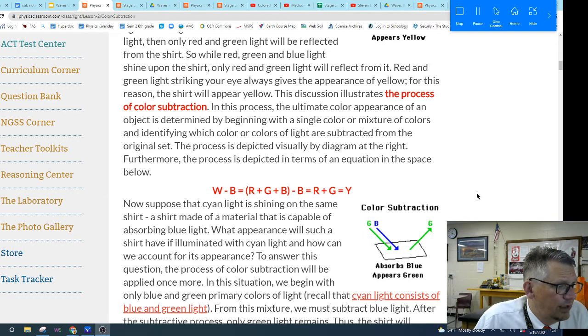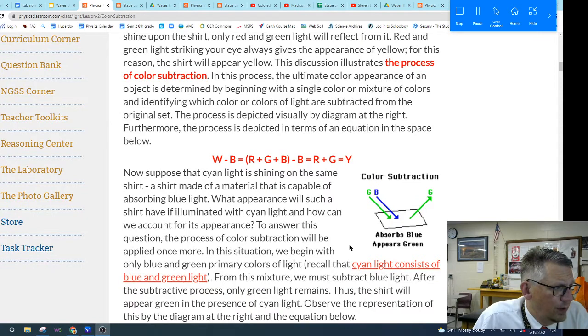Now, suppose that cyan light is shining on the same shirt, a shirt made of a material that is capable of absorbing blue light. What appearance will such a shirt have if illuminated with cyan light, and how can we account for its appearance? To answer the question, the process of color subtraction will be applied once more. In this situation, we begin with only blue and green primary colors of light.